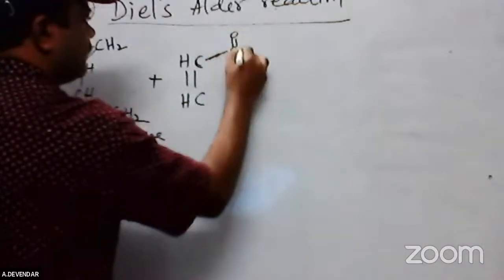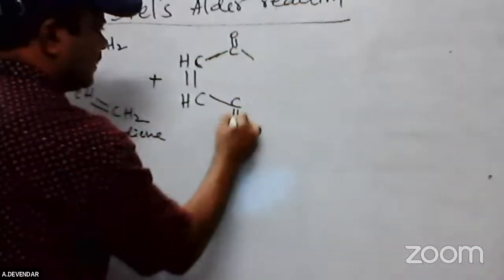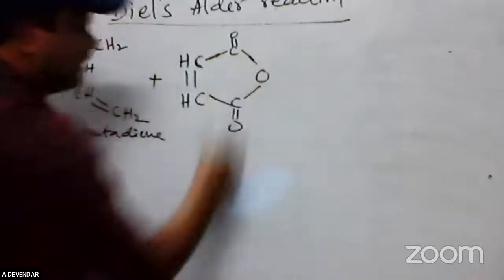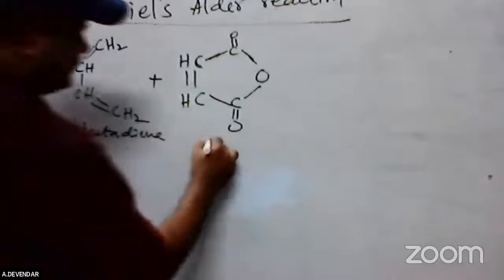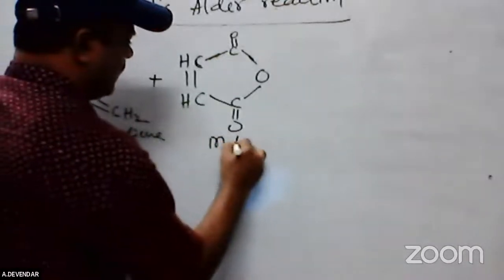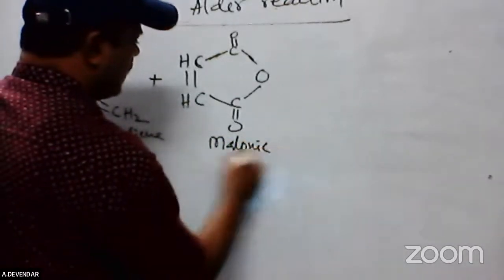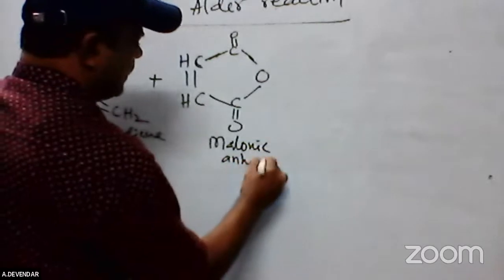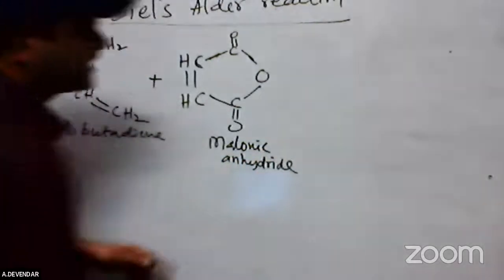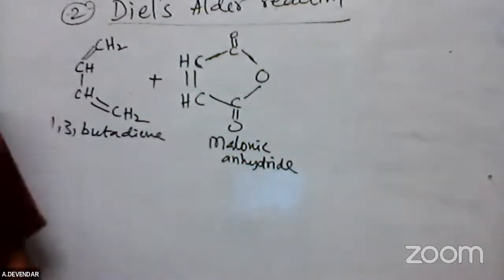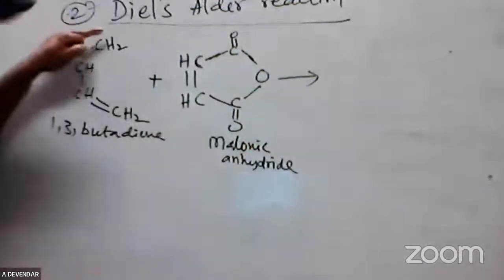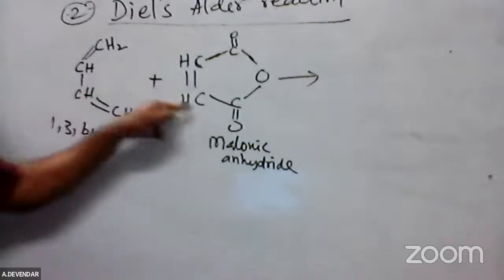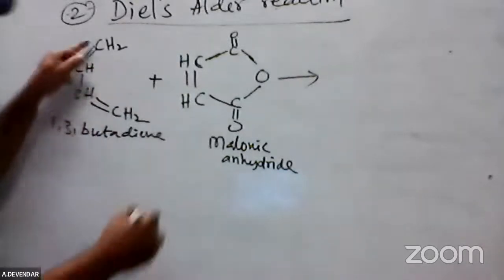This is malonic anhydride. Malonic anhydride means malonic acid with water removed. Simply, in the malonic anhydride, you are getting one adduct. What adduct? This is 1,3-butadiene, and this is the malonic anhydride. You have to practice what happened.